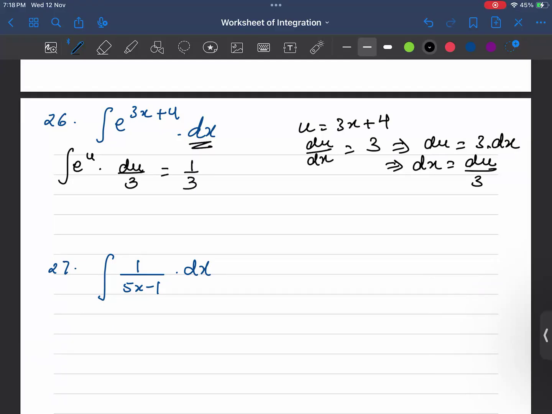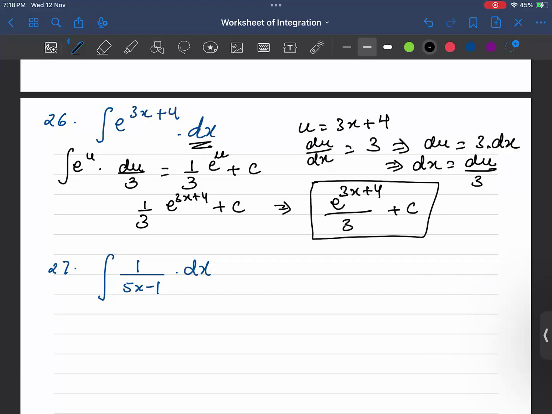1 upon 3 e power u plus c, because the integration of e power u would be e power u plus c. And I can again substitute it back: 1 upon 3 e power 3x plus 4 plus c. Or we can simplify it as e power 3x plus 4 upon 3 plus c. This is your answer. I think it's clear. Easy.